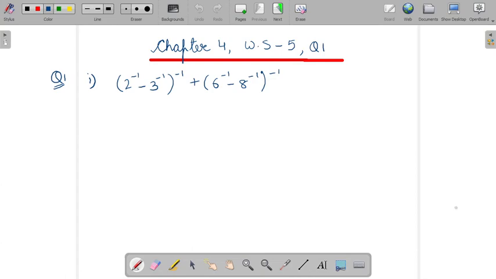Hello everyone. Now worksheet 5. Worksheet 5 is related to the reciprocal concept. Observe here, the power is negative. Negative power is there, so it means that we have to use the concept of the reciprocal here. Okay, so first we will try to solve the bracket.